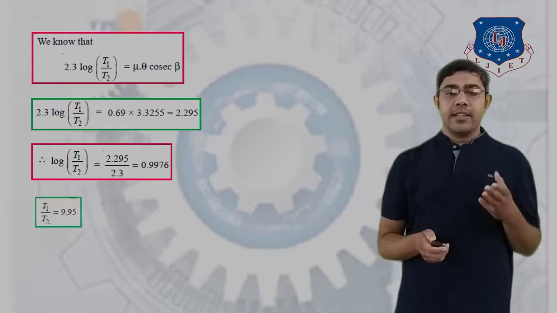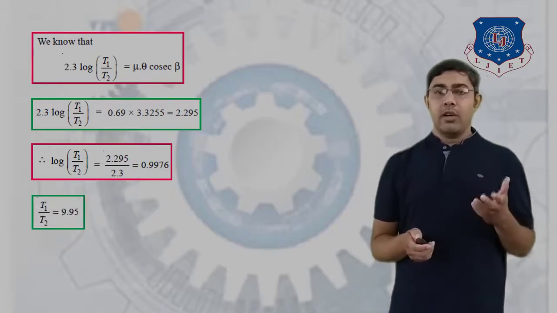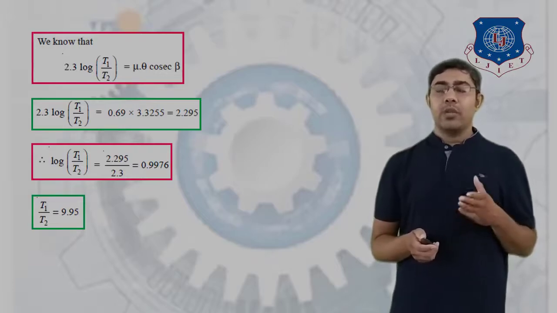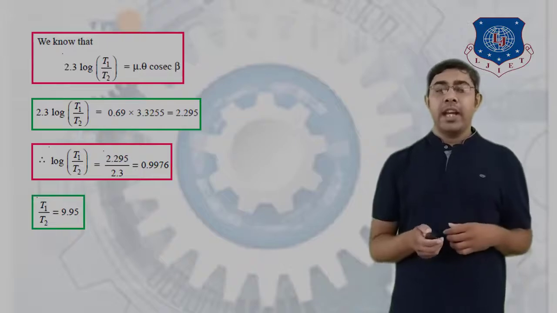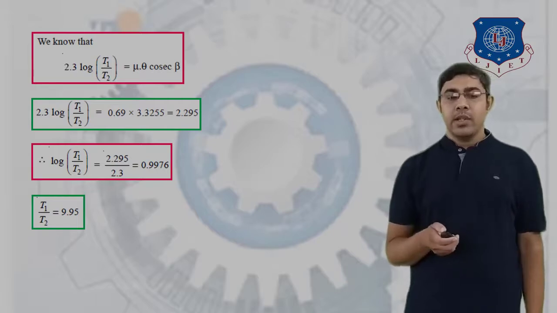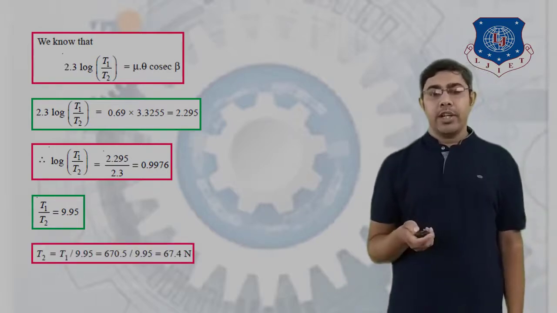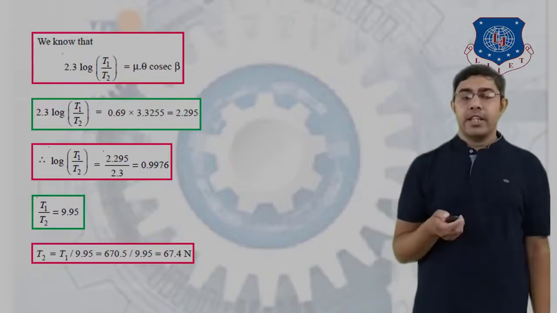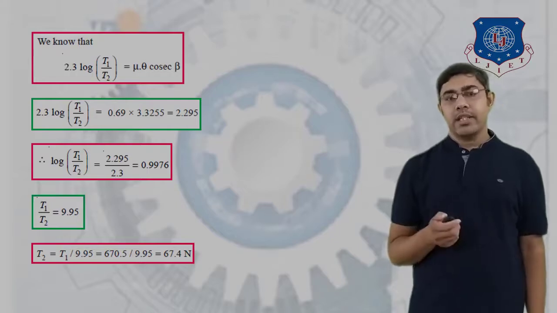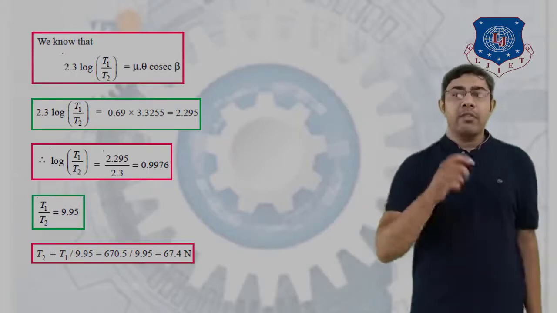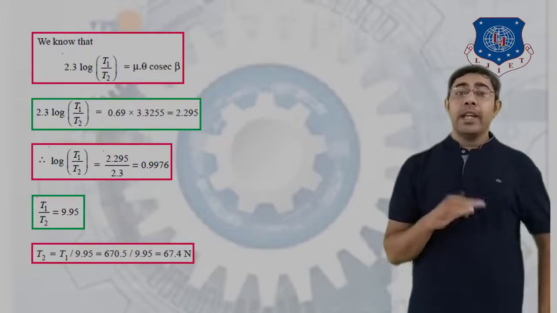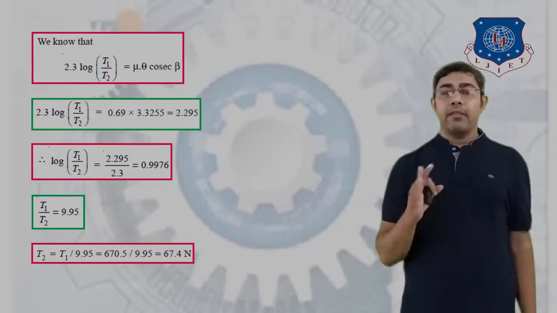So in this equation, if we take the antilog of this value, that is 0.9976, we get T1 upon T2 is equal to 9.95. And we have the value of T1, so we can calculate T2 from this equation. So T2 is T1 divided by 9.95, and the value of T1 is 670.5. So we get T2 is equal to 67.4 newtons. So now we have both the values T1 and T2, and V is given in our problem.